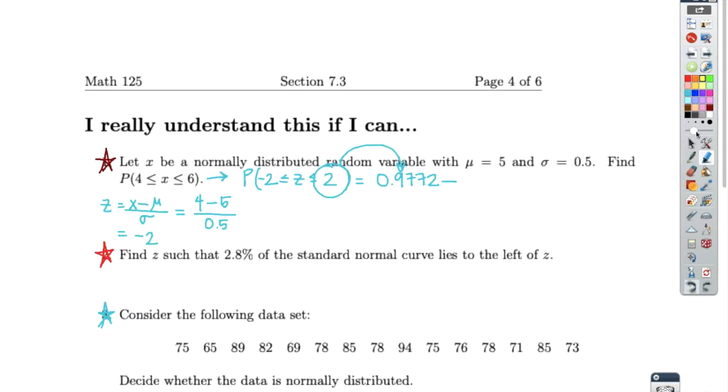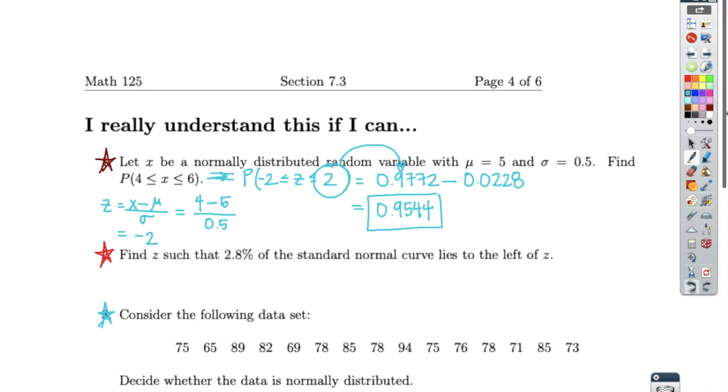So here, 0.0228, and 0.228. And when I subtract those, I get a difference of 0.9544. And that is the probability that z is between negative 2 and positive 2, which is the same as the probability that x is between 4 and 6.